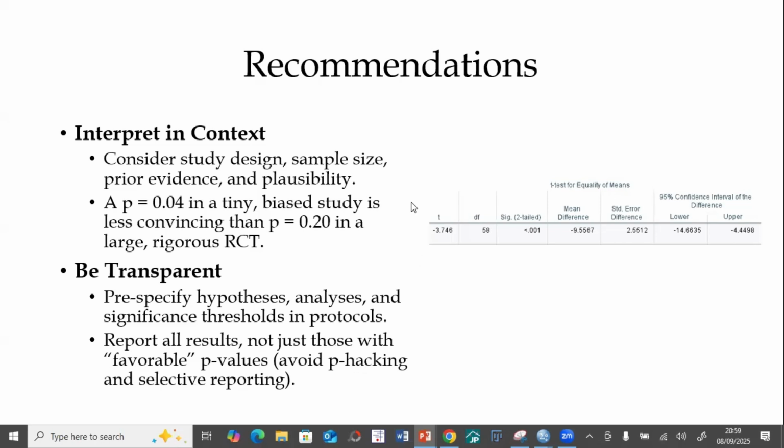Report all results. Negative results or absence of effect size is also a result. Absence of an effect size, when you find that there was no difference between the two groups, is still a result because it means that maybe the intervention does not work.